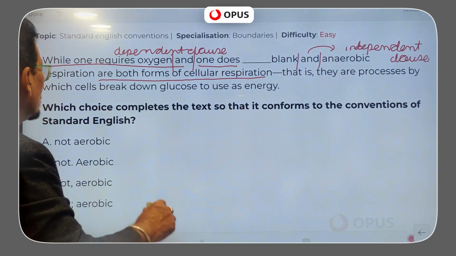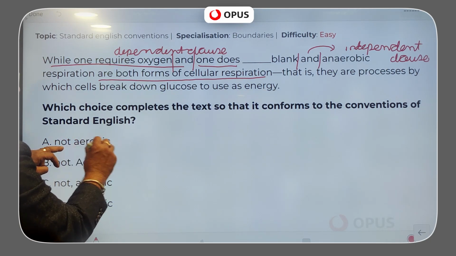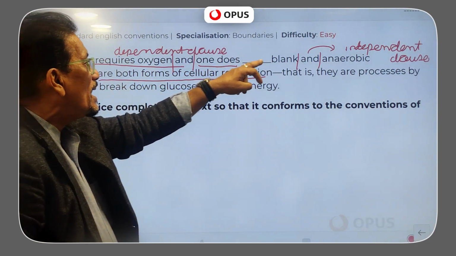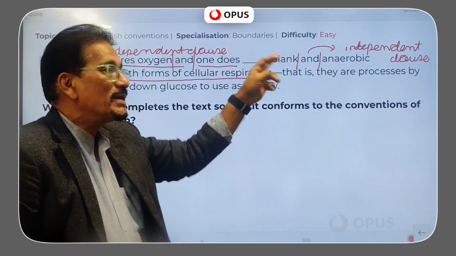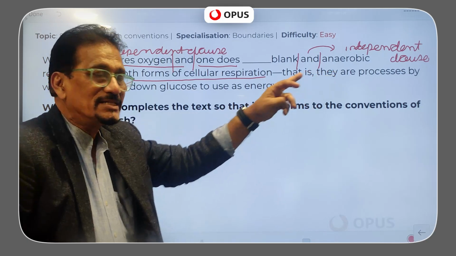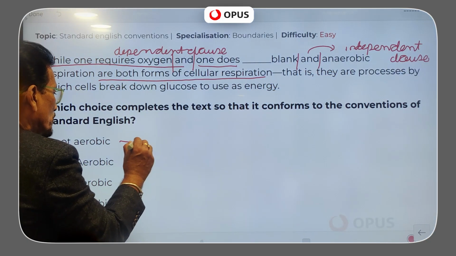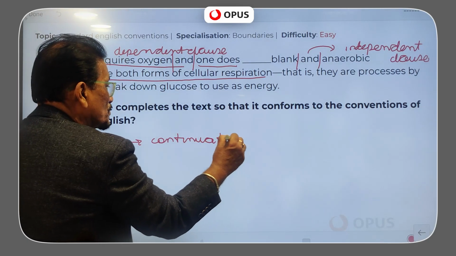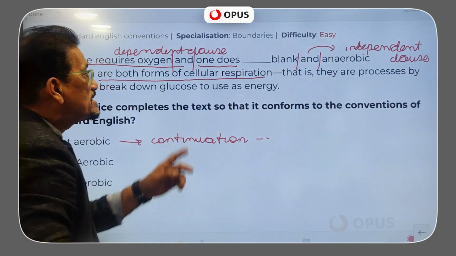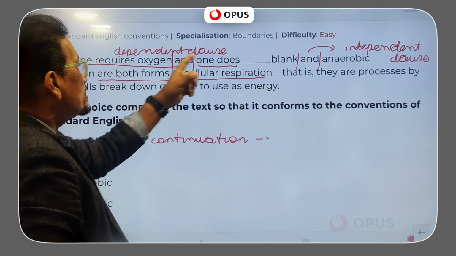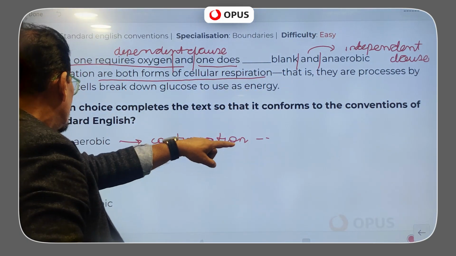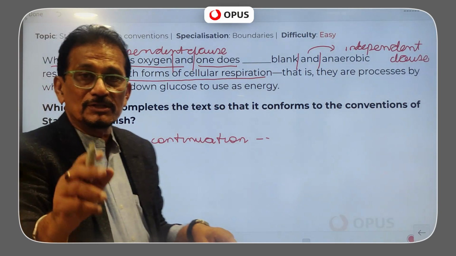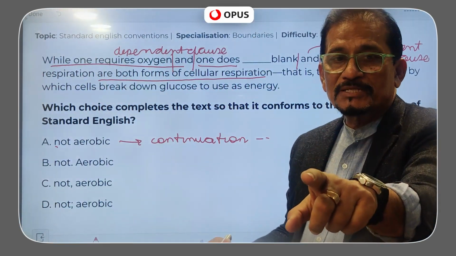So what is happening here in the first option? Let's see if we put this option, "and one does not aerobic and anaerobic." So this becomes a continuation of a sentence. If I put this, it's a sentence continuation. So this obviously cannot be an answer, it does not make sense. If I put a full stop after "not," now let's see what happens.